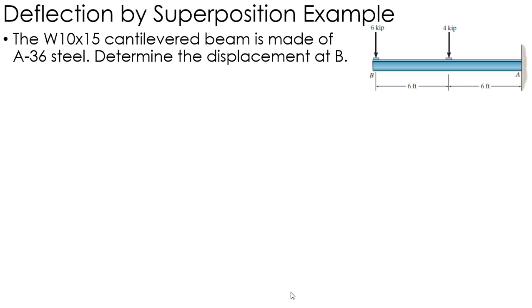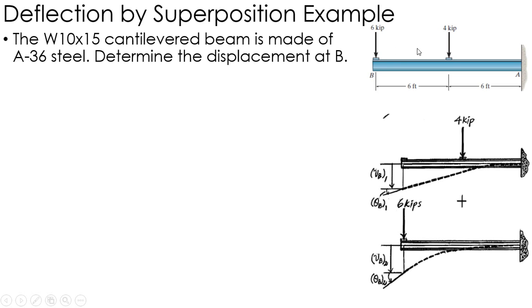A cantilever beam made of A36 steel. I want to determine the displacement at point B of this material, and it's loaded as shown. So what I do is I use superposition. Basically, I use a beam that's loaded in the center with 4 kips and a beam that's loaded at the end point with 6 kips.